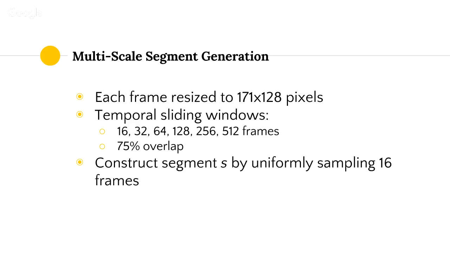In the first stage, on the raw data of the dataset, they resize the images to the input resolution of the 3D convolutional network. They also make windows of 16, 32, 64, 128, 256, and 512 frames, and then uniformly sample them to 16 frames, because the input of the 3D convolutional network has this pixel resolution and 16 frames of temporal depth. All the segments also have 75% overlap with each other. So that's how, from the dataset, they build all the inputs to train their model.